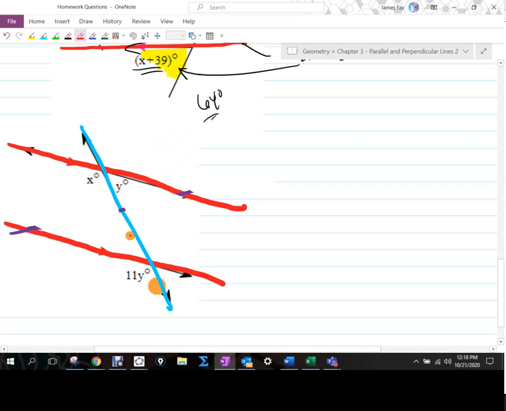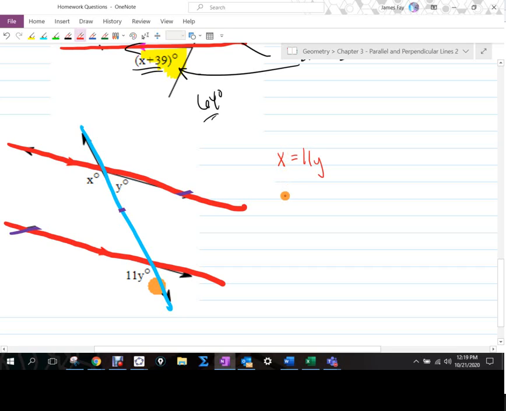Okay, x and 11y are congruent, so x should equal 11y. Everybody okay with that? What's another relationship? Because that's two variables, right? And if that's two variables, I can't solve numerically for either of them. This one is solved in terms of x, but I can't know what x is as a degree in terms of a number.